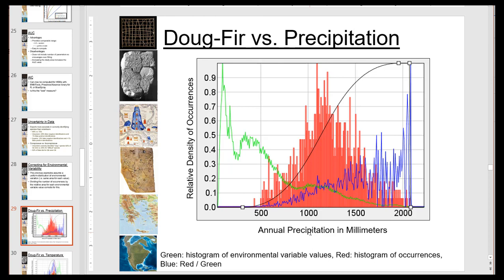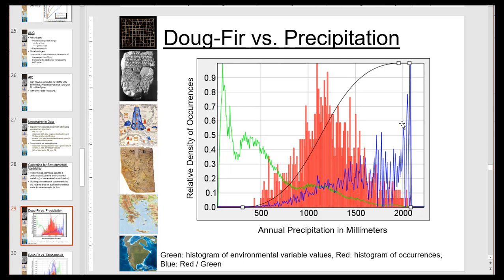So the problem is this histogram that we're seeing, the red one, is biased based on the available area. In other words, Doug fir appears to do really well here around 1,000 or 1,200 millimeters per year, and not as well up here around 2,000. However, that's because there isn't a lot of area that gets 2 meters of rainfall. If we divide the amount of area available for Doug fir by the number of pixels it occupies, suddenly we see that actually Doug fir does really well at this higher end. In fact, we're not really representing the entire range of Doug fir.